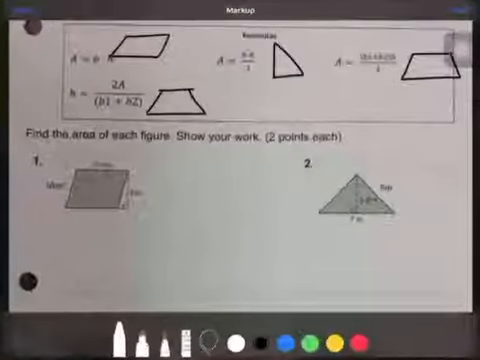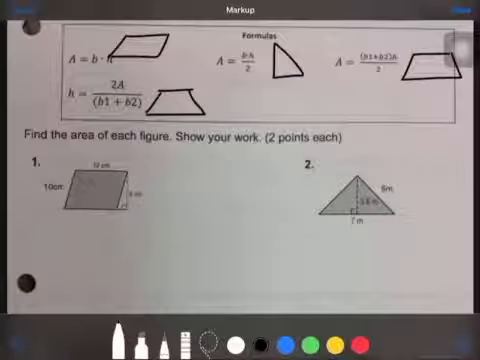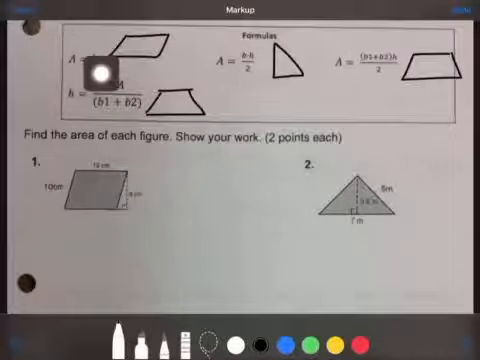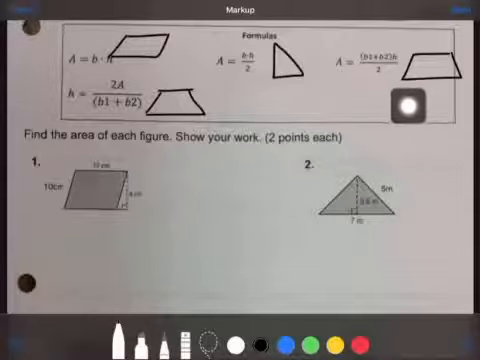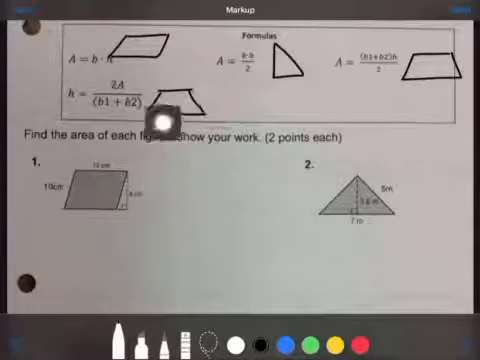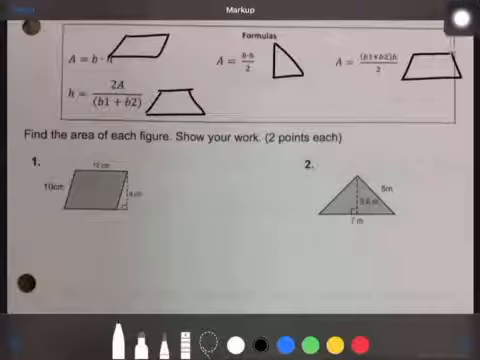Okay, we're going to go over the answers for the quiz. First thing I would recommend doing is, on the top of the formula bar, I would draw in the shape. So for the first one, maybe draw a parallelogram. Second formula would be triangle. Third is trapezoid, and that bottom one there is also for a trapezoid. But that would just help you make sure you're using the right formula on these problems.